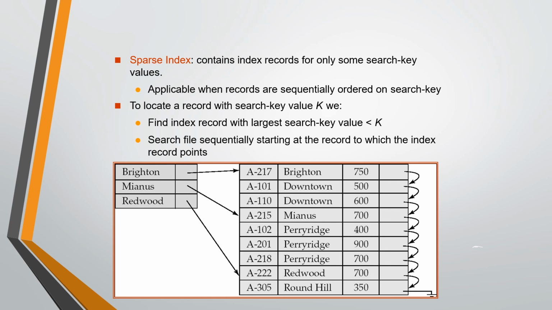Sparse indices can be used only if the relation is stored in sorted order of the search key. That is, if the index is a clustering index. As is true in dense indices, each index entry contains a search key value and a pointer to the first data record with that search key value. To locate a record, we find the index entry with the largest search key value that is less than or equal to the search key value for which we are looking. We start at the record pointed to by the index entry and follow the pointers in the file until we find the desired record.